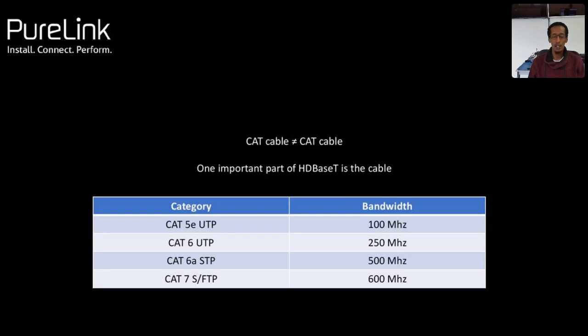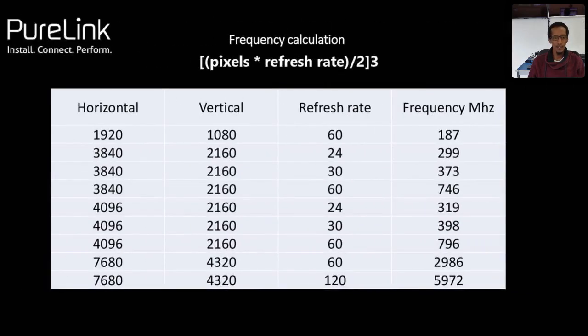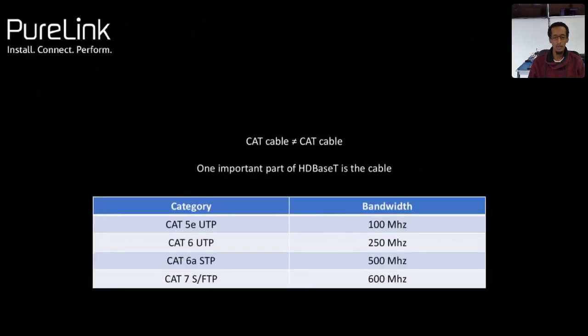So here we're looking into the CAT cable. A CAT cable is not a CAT cable. We have different categories here. We have, for example, Cat5e, Cat6, Cat6a, and Cat7. So now we're looking into this chart here. The Cat5e has a maximum bandwidth of 100 megahertz. If we go back one slide, you see that even the 1080p signal with 60 hertz is already above the Cat5e maximum bandwidth. So as soon as you work with HDBaseT and full HD or higher resolutions, you want to make sure that you use at least a Cat6 cable. We recommend the Cat6a or Cat7 cable to be very safe.